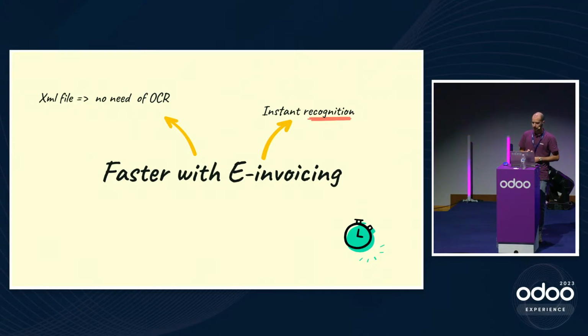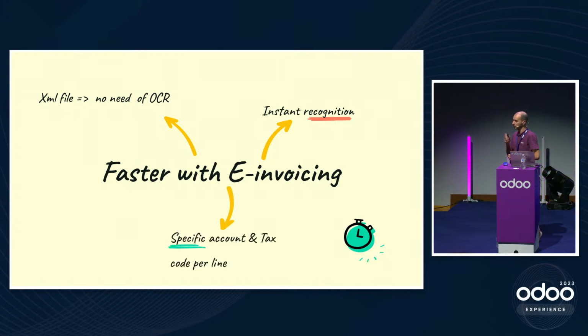And the last part, and this is really important and will even automate more and more your accounting, is that on every invoice line you can have a specific account and a specific tax code. And this is based on a combination between the label that you have and the vendor or the customer. But we will see it in a few seconds in the demonstration.